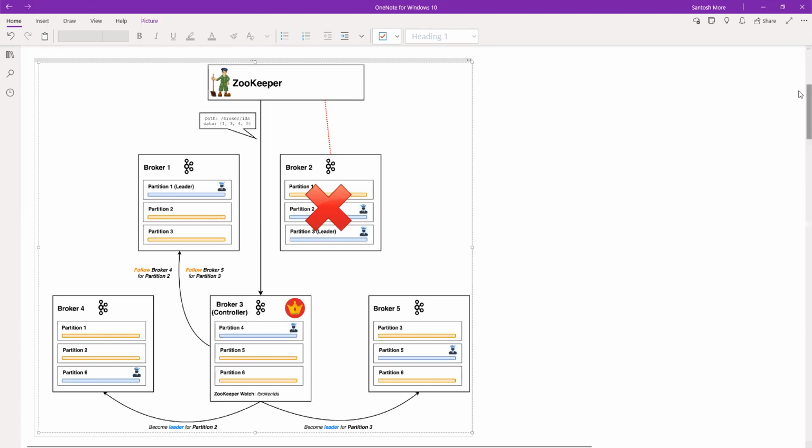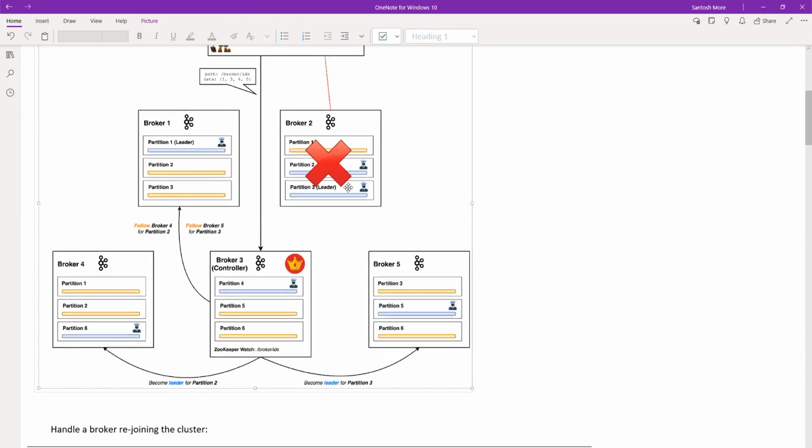In this case, it first looks at how many leaders broker 2 has. Here, partition 2 and partition 3 were the leaders. We don't want to lose these leaders, because we all know that publishers and consumers read and write from the leader, isn't it? So we would have some sort of inconsistency during that period. That is the reason it has to take immediate action.